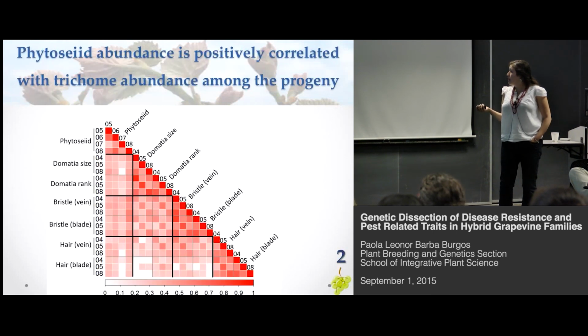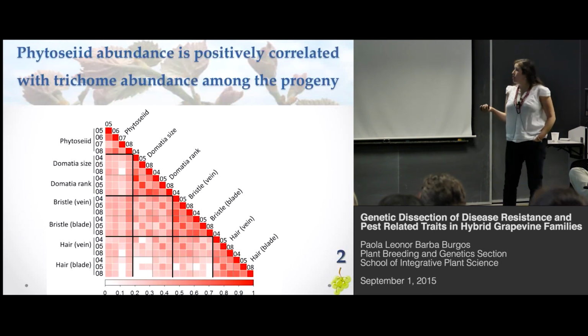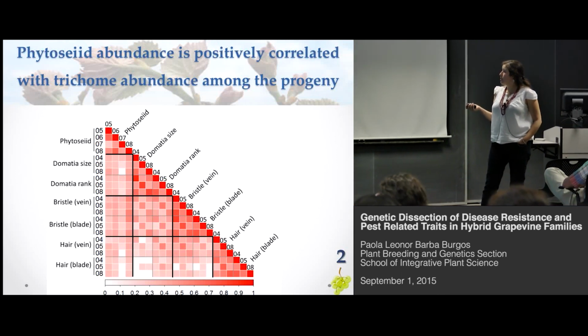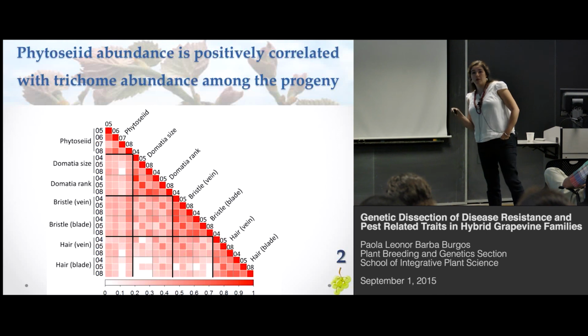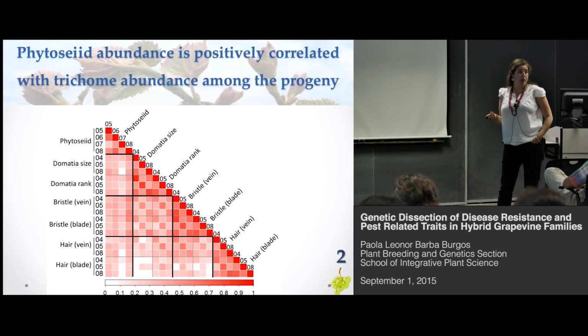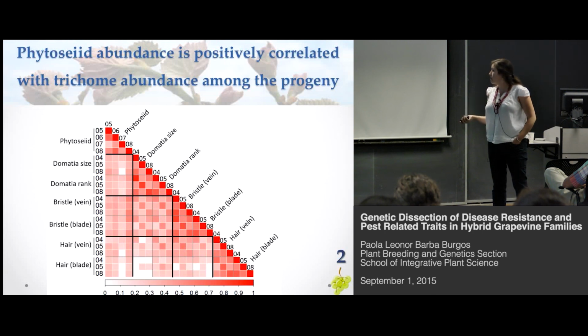In the first result, we corroborate what is known in the literature. The Phytoseiid abundance, which is here, is positively correlated with trichome abundance among the progeny. Here you see only white and red because we didn't find any negative correlations. We scored this for 3 or 4 years. We found some year by year effect, but overall, the Phytoseiid abundance is correlated with the traits. Of course, the traits seem to be more correlated with things that are related, like bristles in veins with bristles in blade, or the abundance of hairs in blades with the abundance of hairs in the veins.